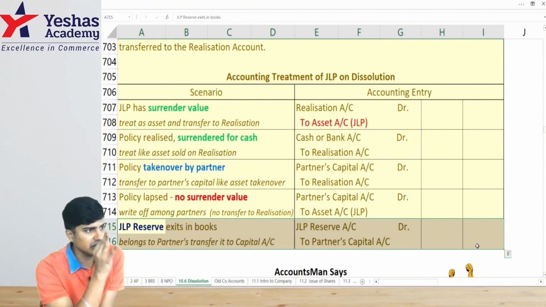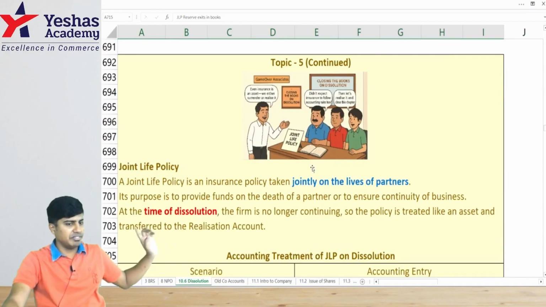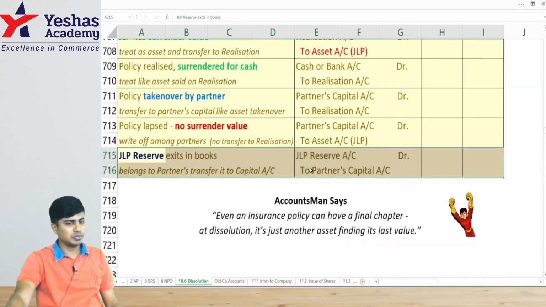Profit sharing ratio. Everybody got this? Fantastic. So by this we are done with topic 5. Can we go to topic 6 now?